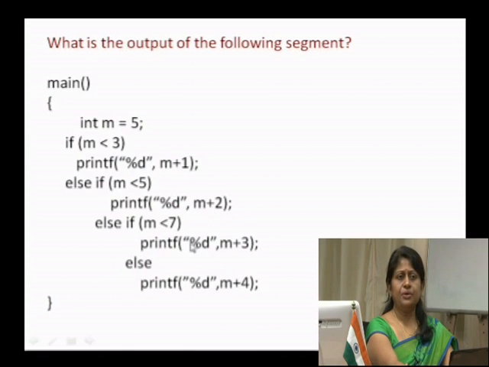We have the value defined for m equal to 5. So the first condition becomes false. The second condition also becomes false because m value is 5, not less than 5. When you get to the part else if m less than 7, yes, it is true. So the output would be m plus 3, that is 5 plus 3, which is 8.